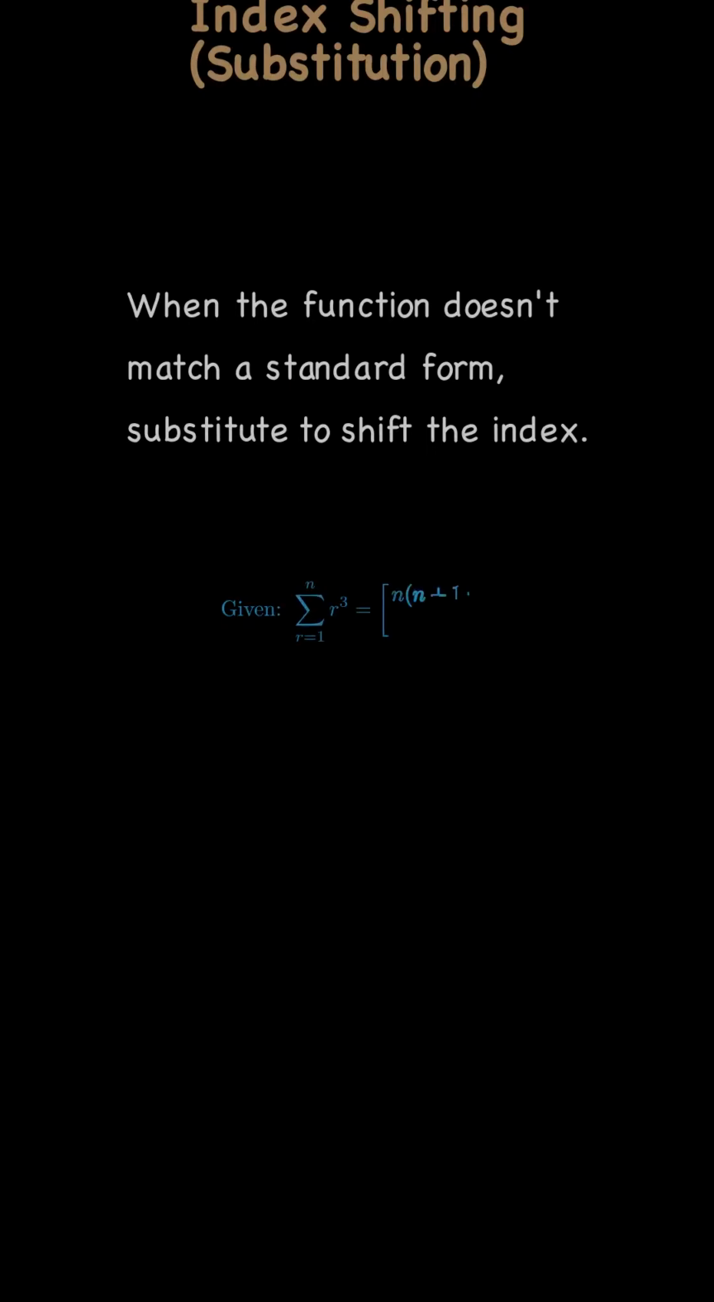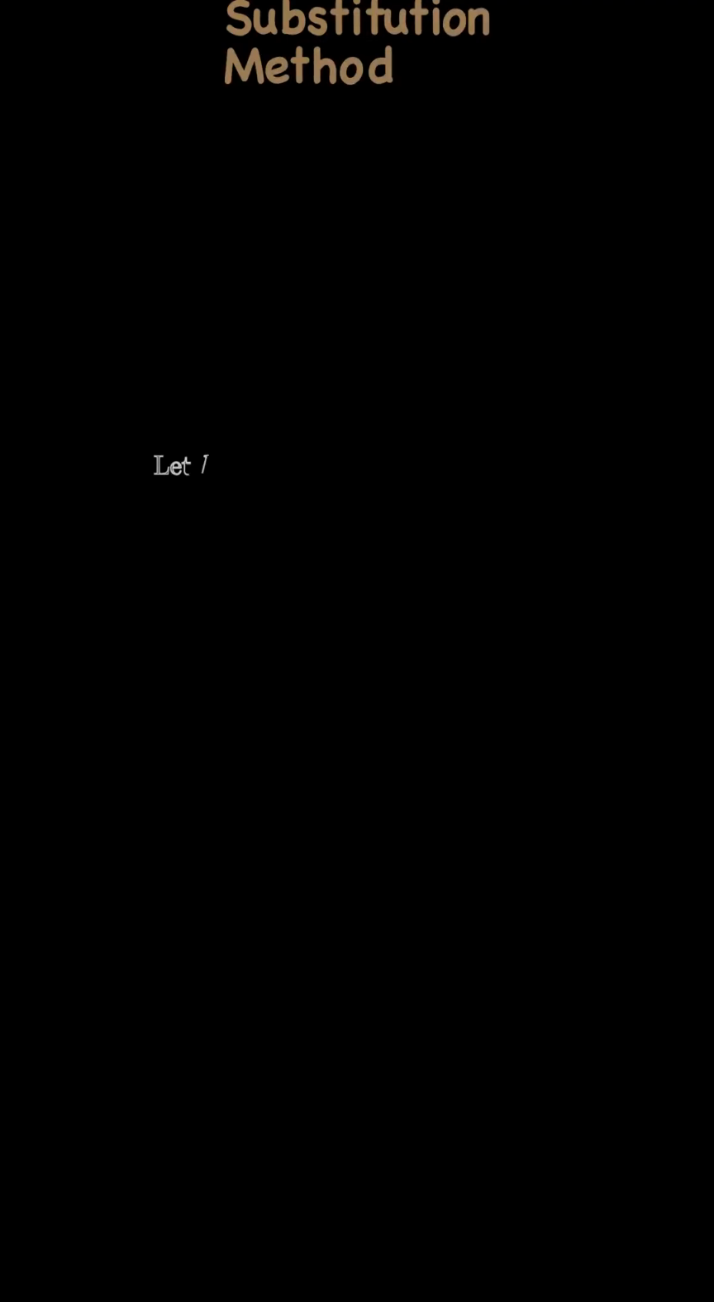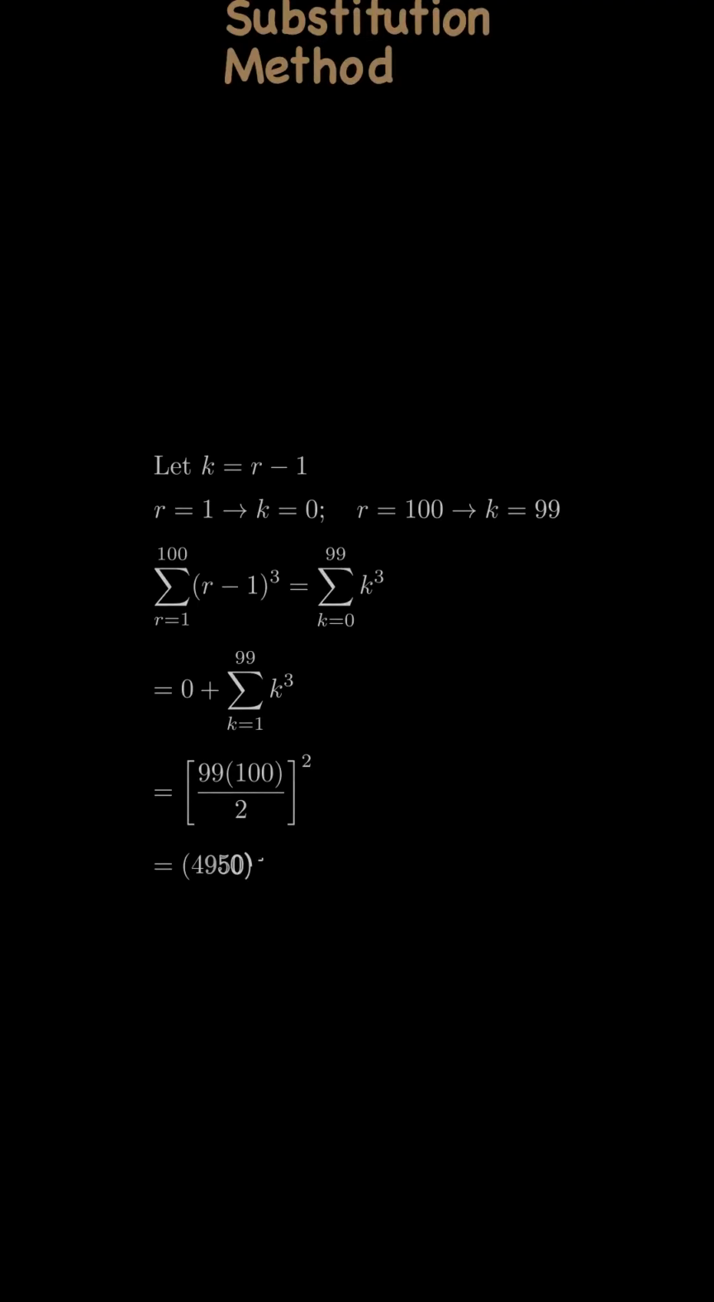Sometimes the function does not match a standard form directly. We can use a substitution to shift the index. Given the sum of r cubed formula, evaluate the sum from r equals 1 to 100 of r minus 1, all cubed. Let k equal r minus 1. Then when r is 1, k is 0. When r is 100, k is 99.